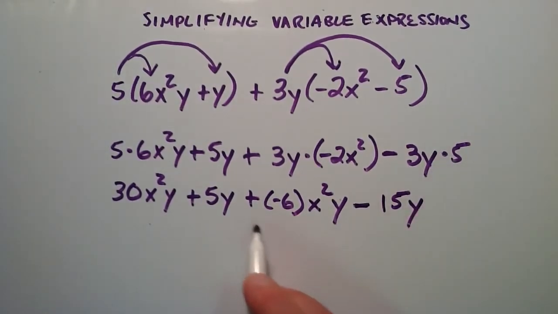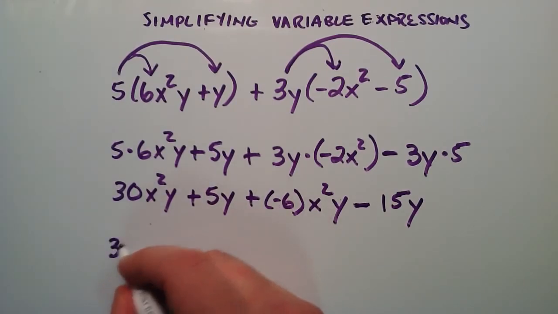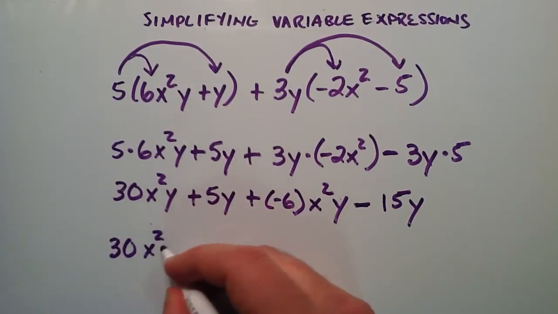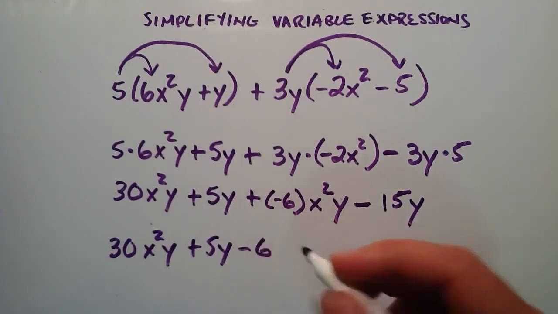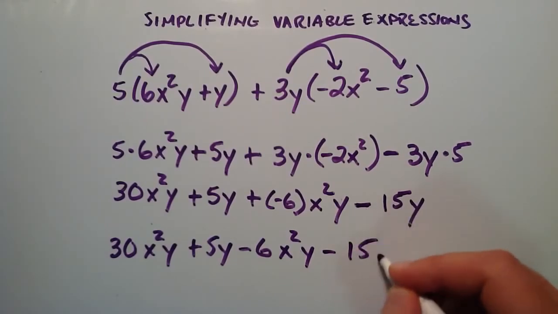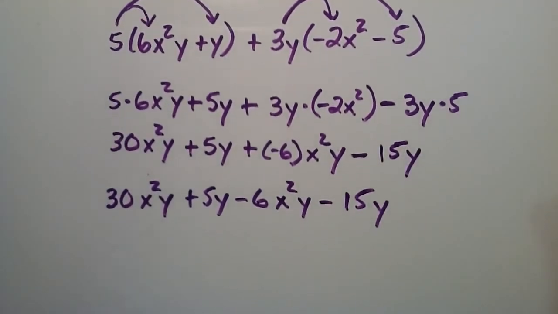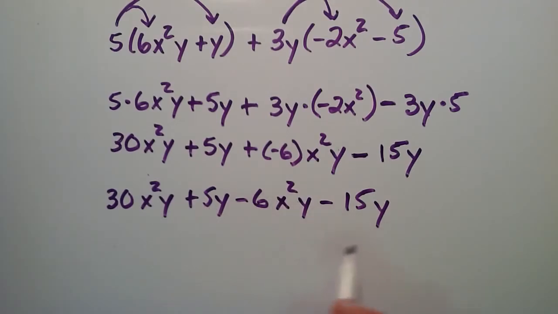So now we just simply have to simplify this term a little bit. When you add a negative number, it's the same thing as subtracting. So we're going to rewrite everything the same here and change that one term. So plus 5y, and then now we're going to do minus 6x squared y minus 15y. So now we have 4 different terms. And these two are like terms, and these two are like terms. The reason why is because this term has x squared y, and so does this one. And these two are like terms because they both have the y.